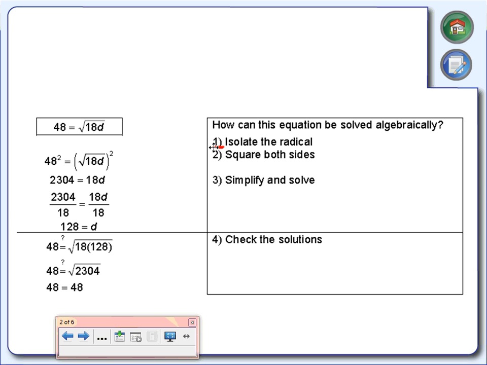The second thing is we need to square both sides, because the opposite of square root is to square. That's how we get rid of the square root, by squaring. After that, we simplify and solve, which is basically like the first equation we looked at on the board. It's just like any other equation, just solve for x. Of course, once you have that solution, you can always check it by substituting the answer back in and making sure that the left side and the right side are equal to each other. So let's take a look at some examples.